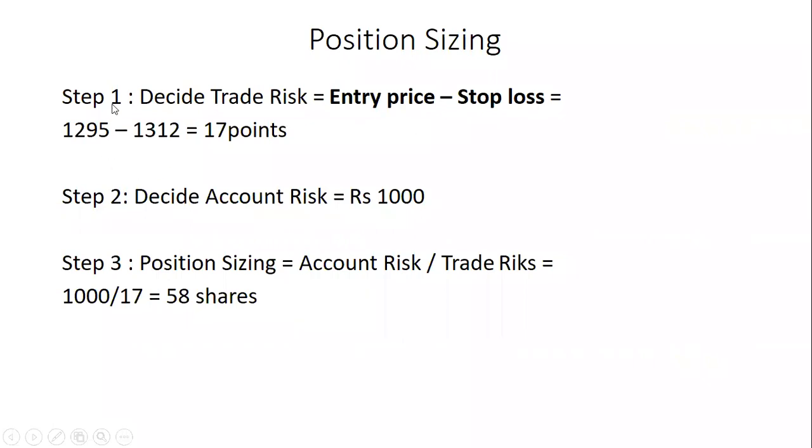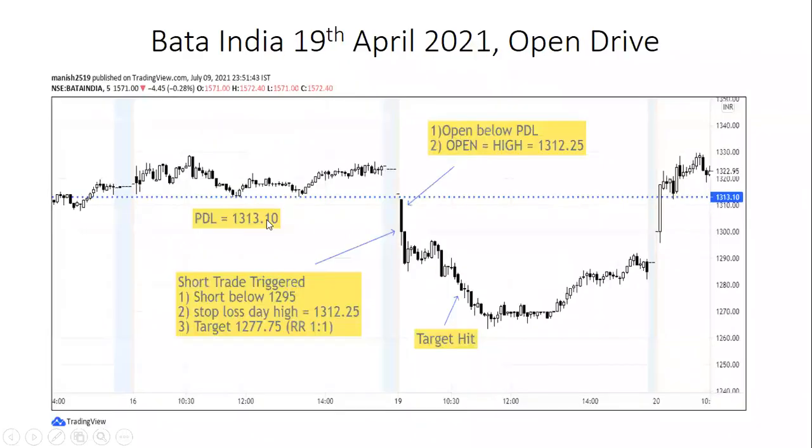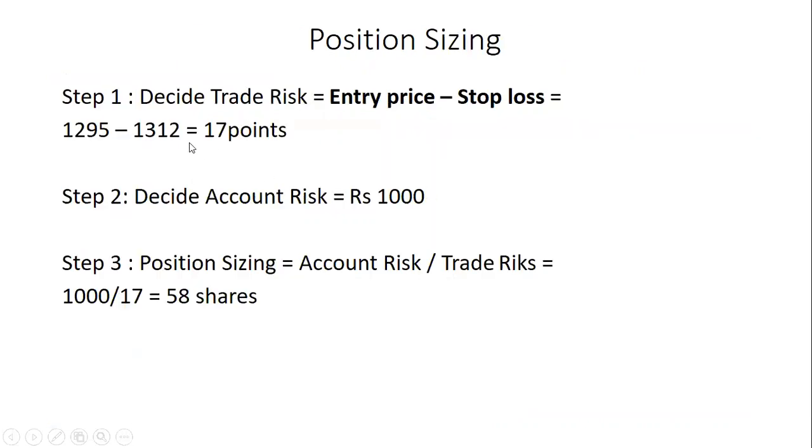This is the case of Bata India again. Here we are taking a short trade below 1295 and 1312 is our stop loss. So trade risk is 17 points. You can check here. We are taking a short trade below 1295 with a stop of 1312. So if this trade is not working in my favor, I will lose 17 points. So this is my trade risk. This is step number 1.